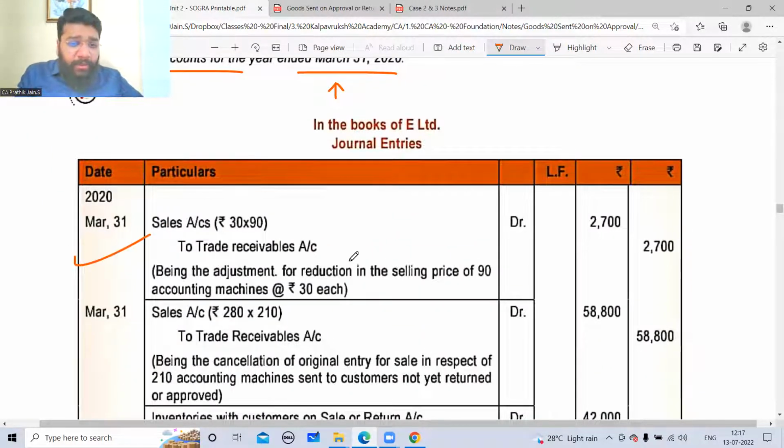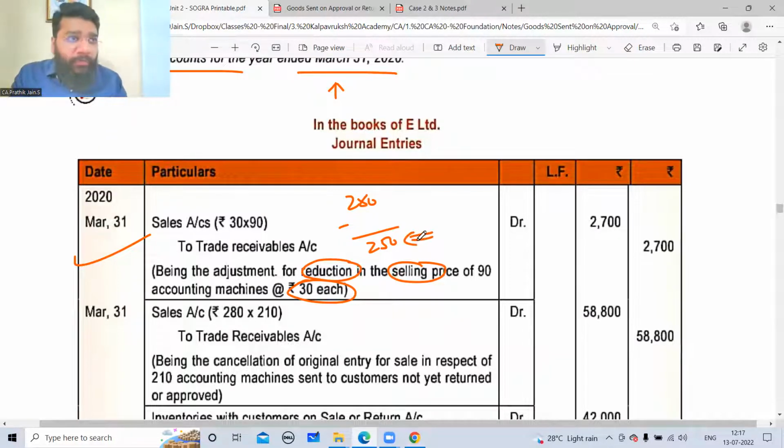The first entry is for the reduction in the selling price to the extent of 30 rupees. Original sale value was recorded 280. Later the sale value became 250. So if I want to record the quantity at the net sale price 250, then from 280 I need to minus 30 rupees. So this entry is recorded already.